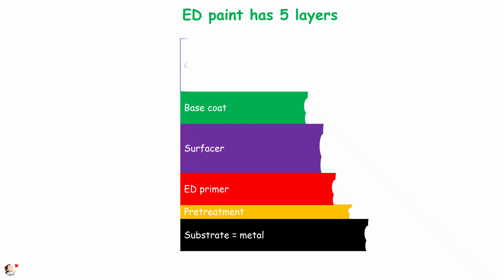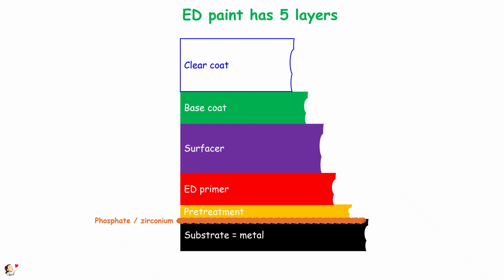The fifth and final layer is the clear coat. This final transparent layer provides UV protection, weather resistance, and a high gloss shine. In other words, when you touch the paint, you're touching this clear coat. Furthermore, before creating the first layer, the pretreatment layer, a super thin layer of phosphate or zirconium must be created. Therefore, essentially, there will be a phosphate or zirconium layer between the substrate and the pretreatment layers.